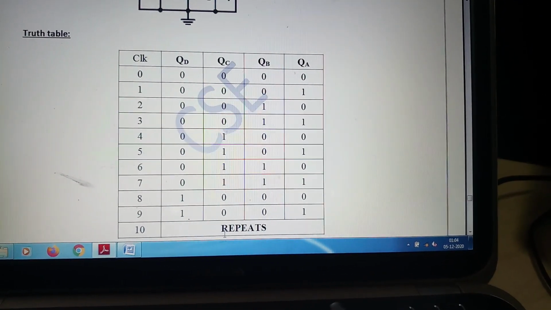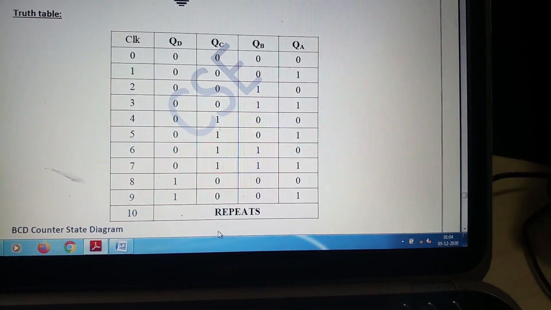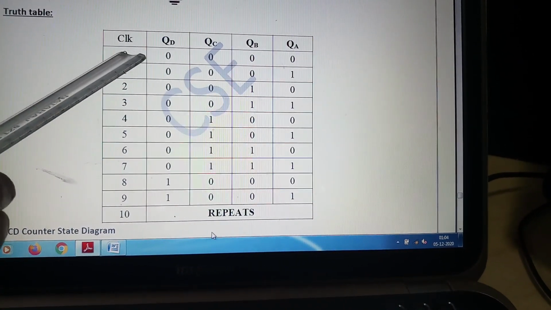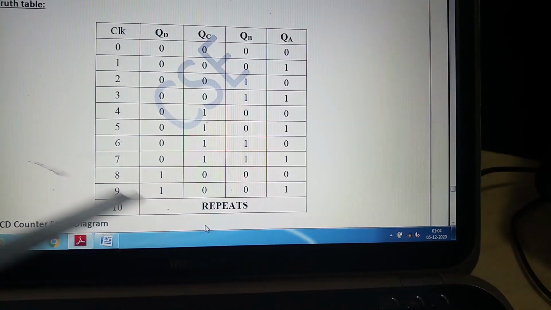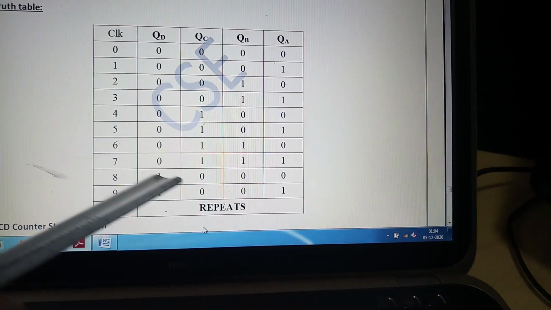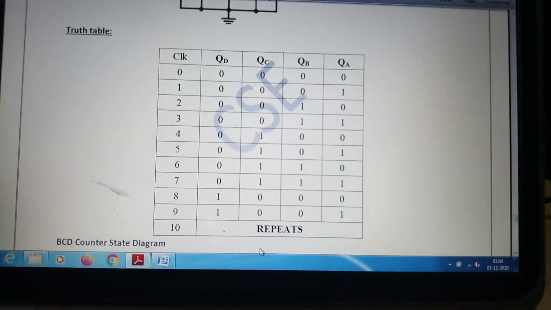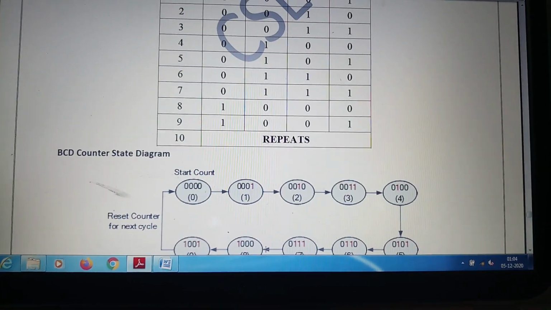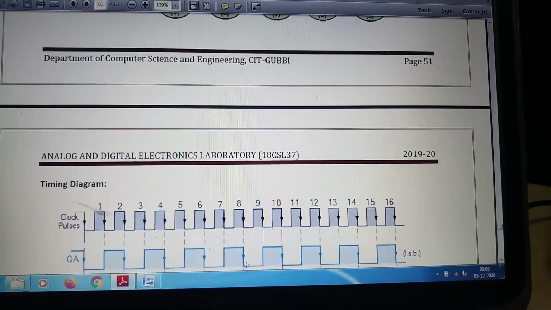So this is the truth table. Since it is a decade counter, it counts 10 states, from 0 to 9. Then it will repeat, which means after state 9 it will start again from state 0. This is continuous. It counts the states 0 to 9 in order. This is the state diagram, you can see.